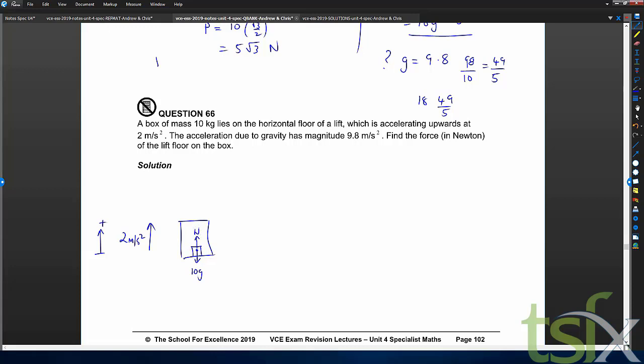Okay. Now we are going to use the sum of the forces equals MA. So we are going to resolve vertically, do the positive ones first. So N minus 10G equals the mass, which is 10, times the acceleration, which is 2. And we'll find that N equals 10 times G, which is 98. Nice number to work out. Plus 20, which is 118. Now, that's our force. Is it not?